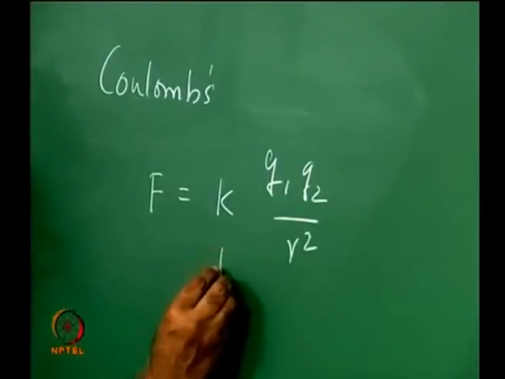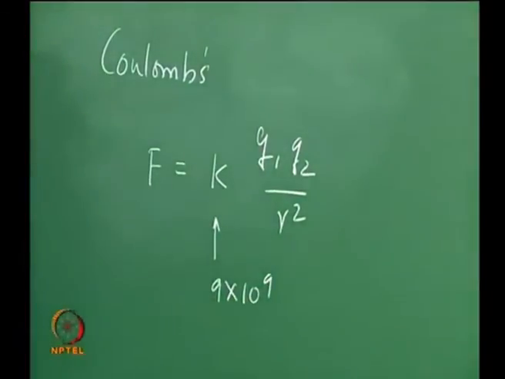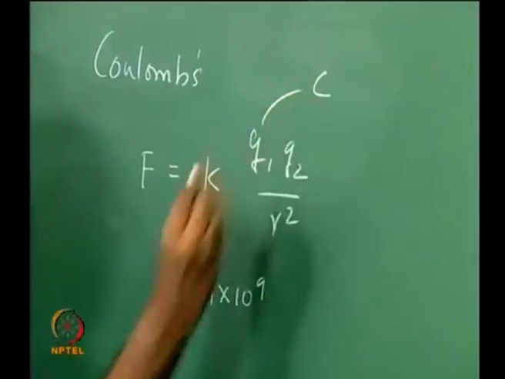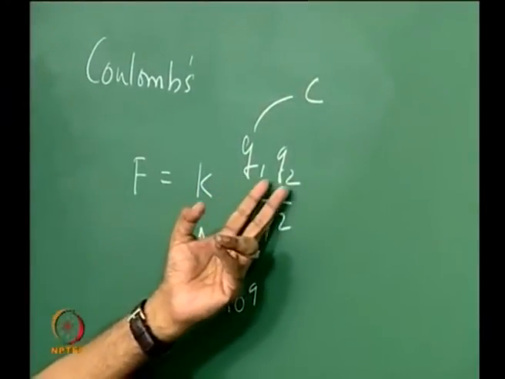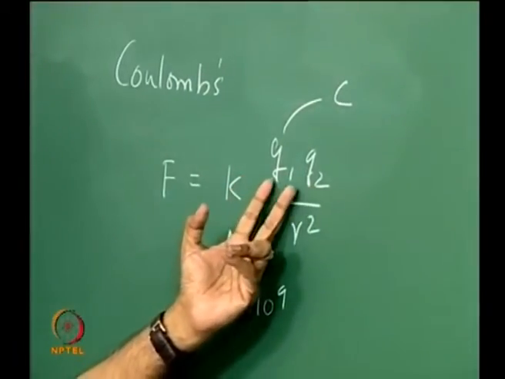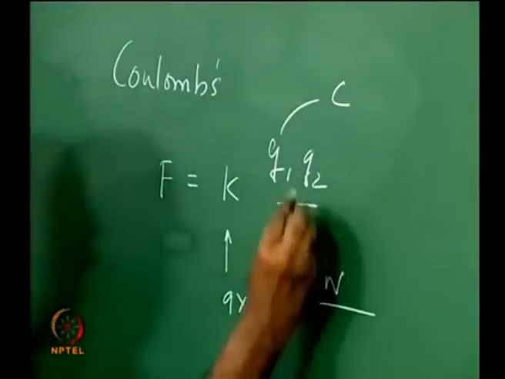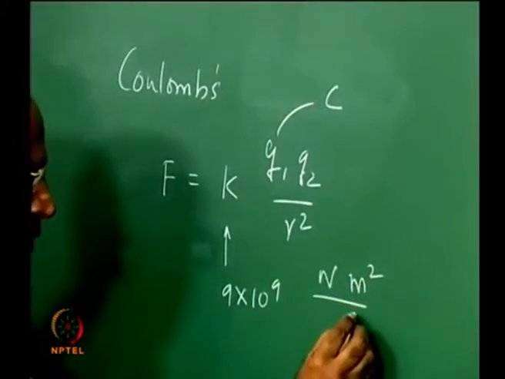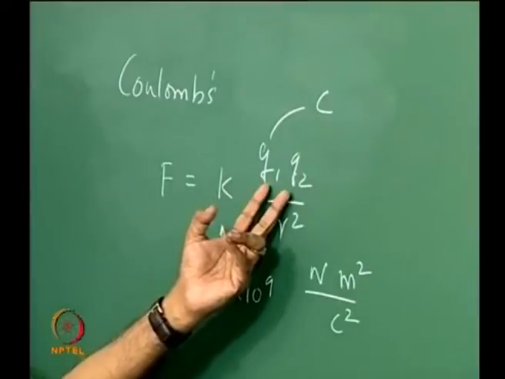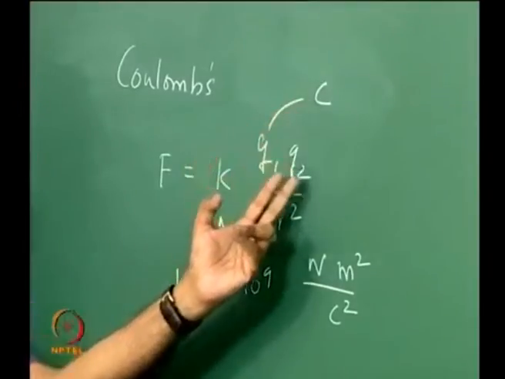If you do a series of experiments or if you derive it, the value of k works out to be 9 into 10 to the power 9, and now I should have some units for charge. The unit for charge is Coulomb, C. Two like charges q1 and q2 will repel each other, unlike charges attract each other, therefore we will not put any sign over here. Force is in Newton, R is in meter, so k is Newton meter square divided by Coulomb square, and this tells us the attraction or repulsion between two charges q1 Coulomb and q2 Coulomb.